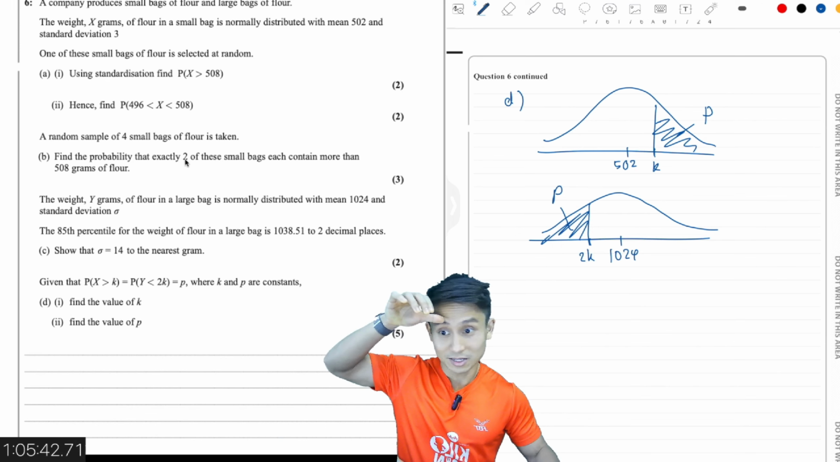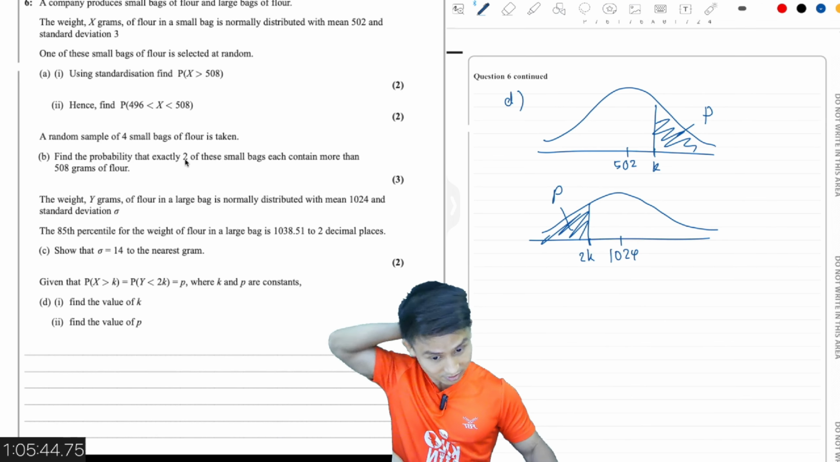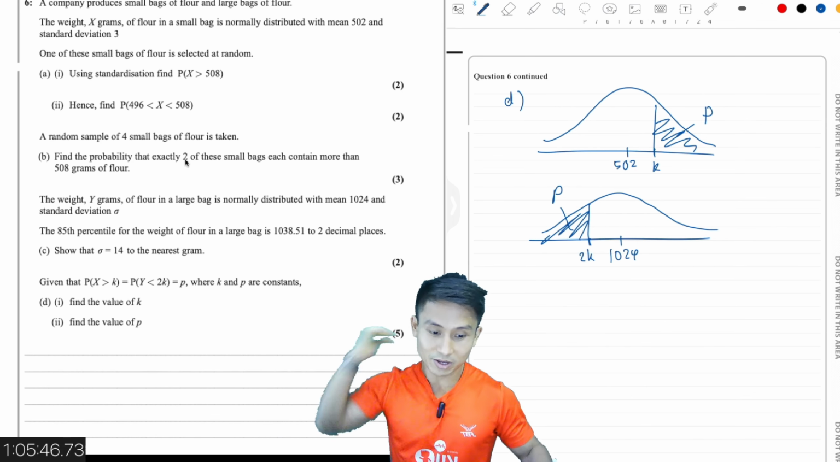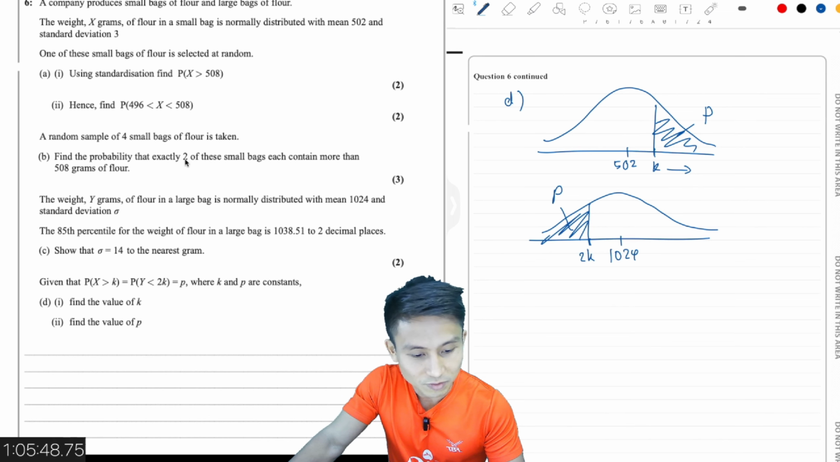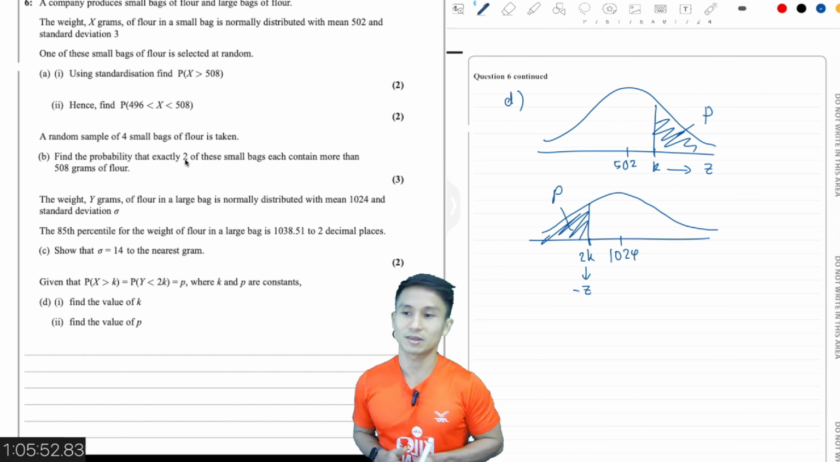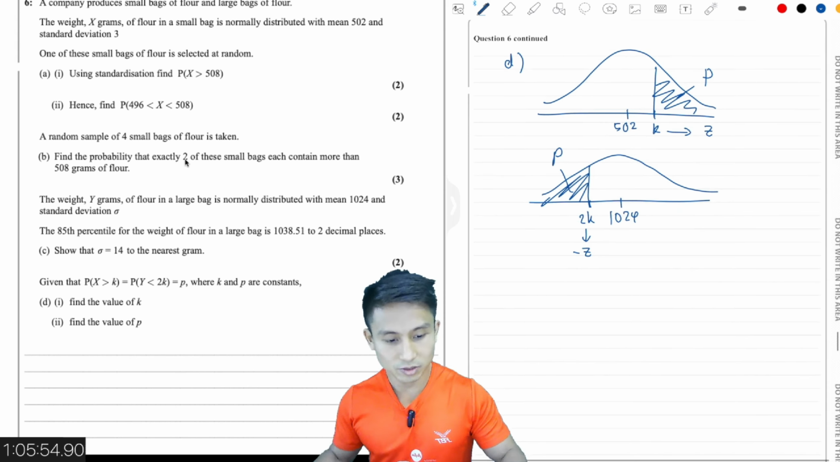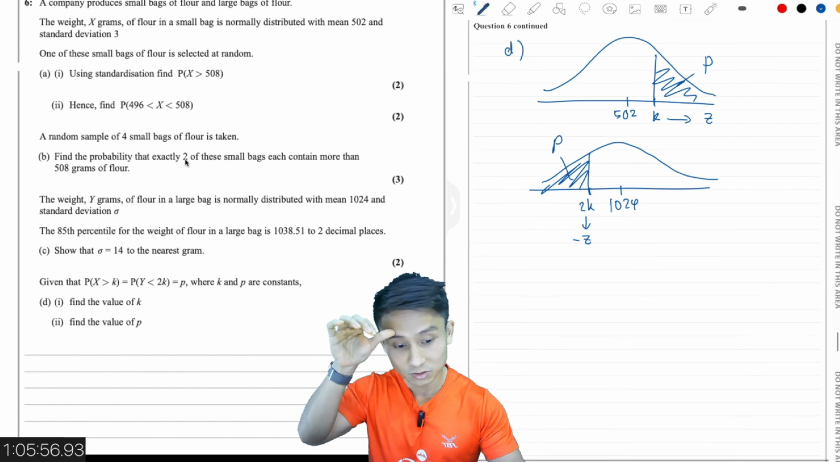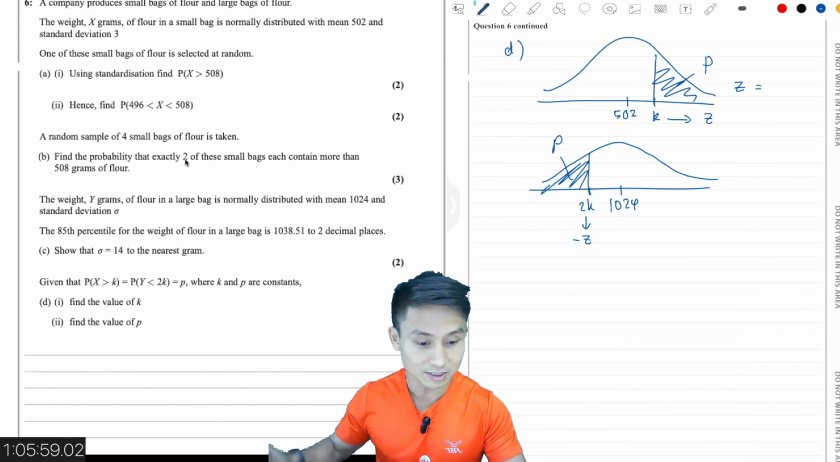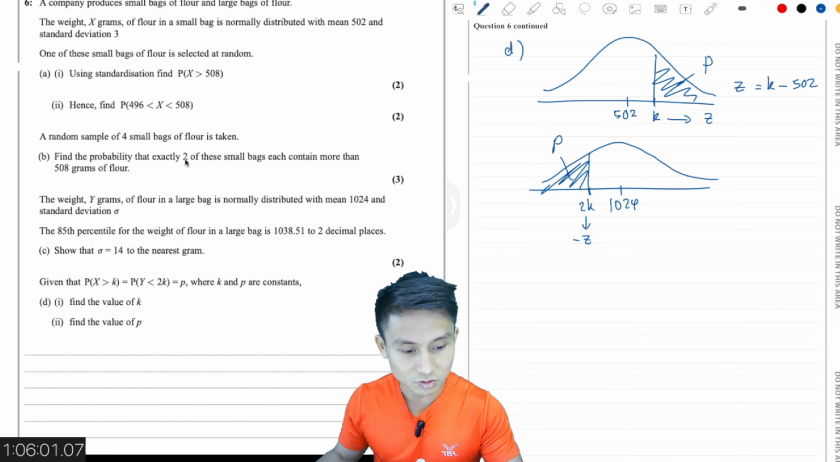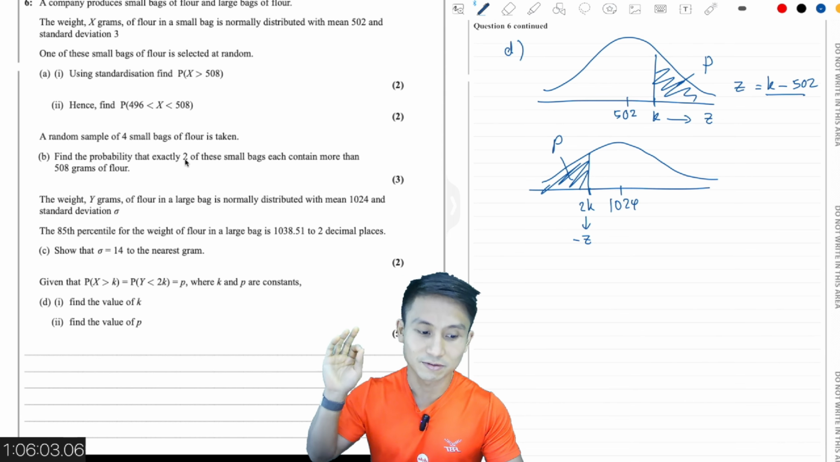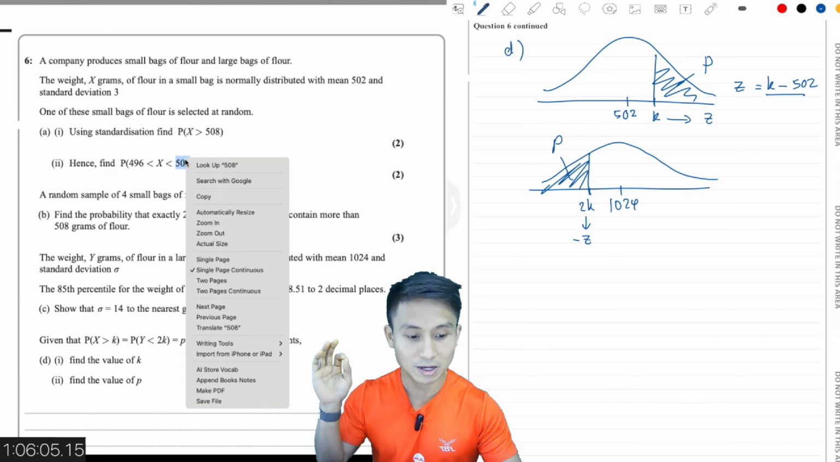Okay. So we want to find the value of k. Okay, so this will lead to a value z maybe, and this will lead to a value minus z. Okay? So if we do the z value of the x, the z value here is k minus 502 divided by the standard deviation of the small bag, which is 3.